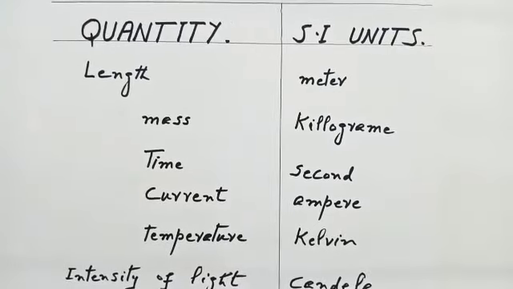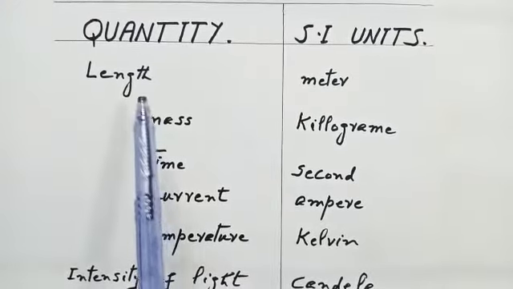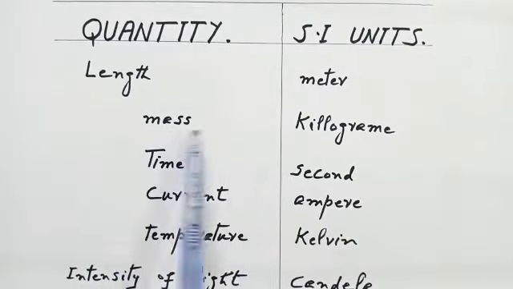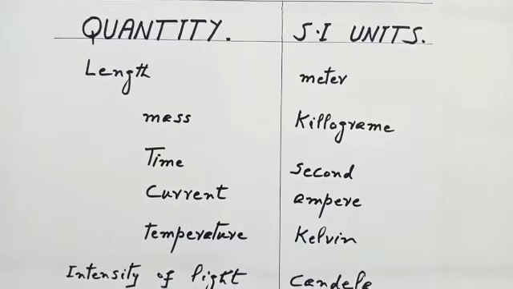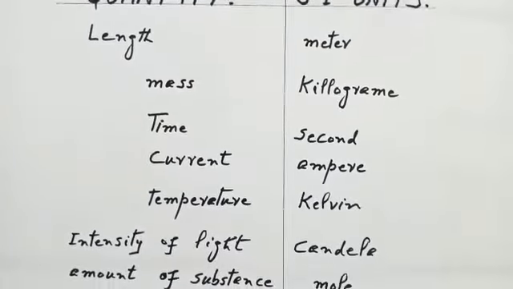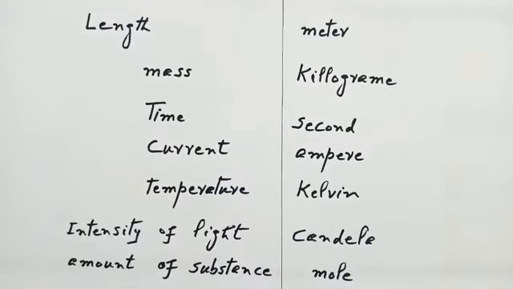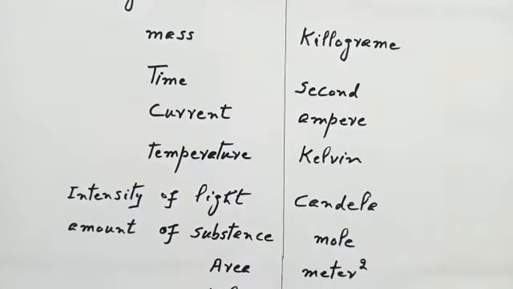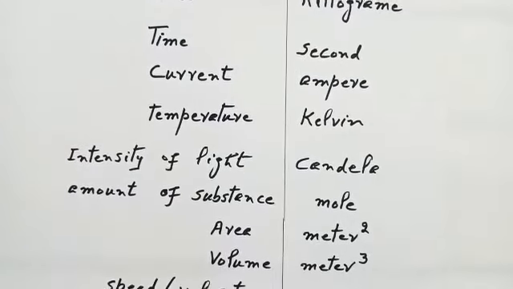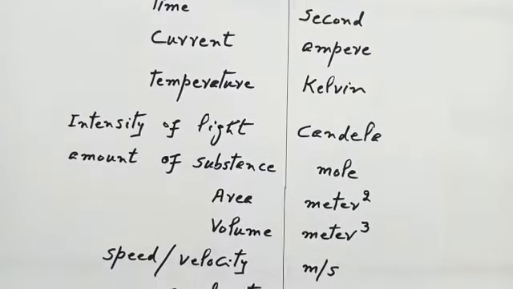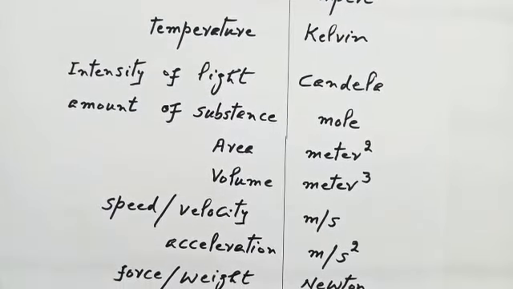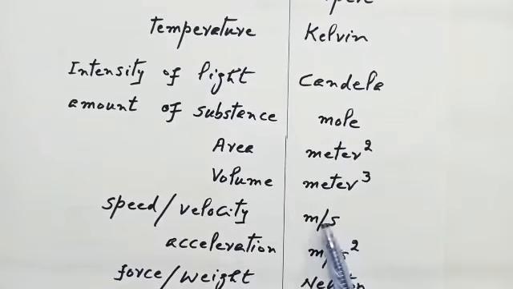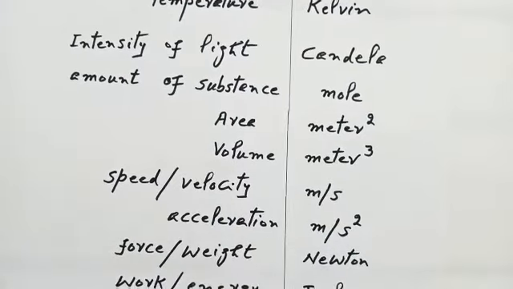Now every physical quantity has its own unit. For example, the unit of length is meter, unit of mass is kilogram, unit of time is second, unit of current is ampere, unit of temperature is Kelvin, unit of intensity of light is candela, unit of amount of substance is mole, unit of area is meter square, unit of volume is meter cube. Speed and velocity have the same unit, that is meter per second. Also, acceleration has the unit meter per second square.